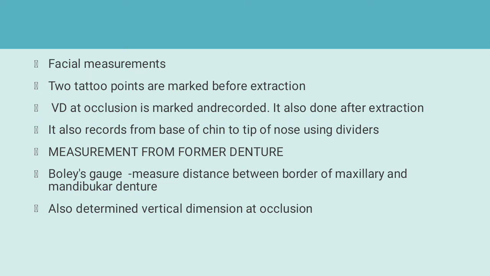Next one is facial measurements. Here, 2 tattoo points are marked before extraction. Vertical dimension at occlusion is marked and recorded. It is also done after extraction. First, we should record before the extraction and then after extraction. It also records from the base of the chin to the tip of the nose using dividers. The next one is measurements from former denture. Here, Boley gauge is involved. It also measures the distance between the border of the maxillary denture to the mandibular denture. It also determines the vertical dimension at occlusion.